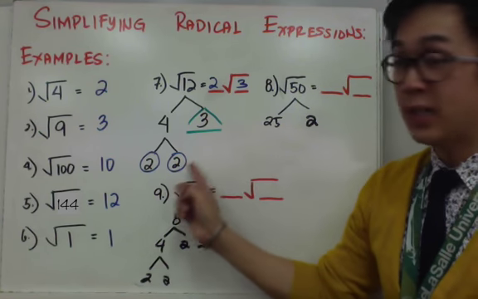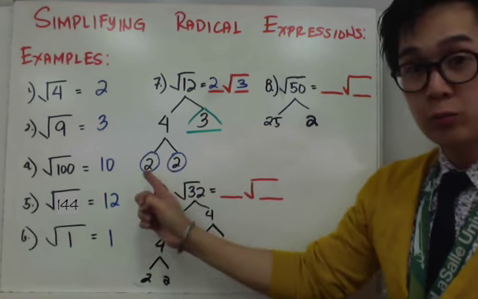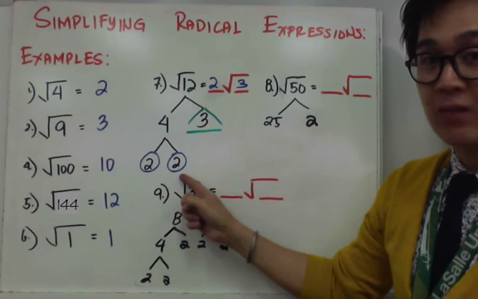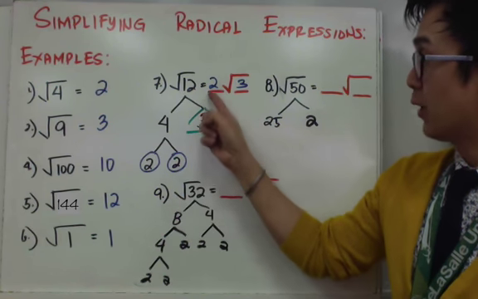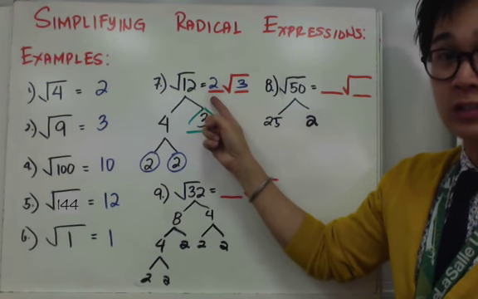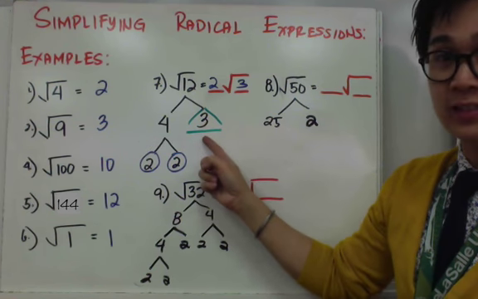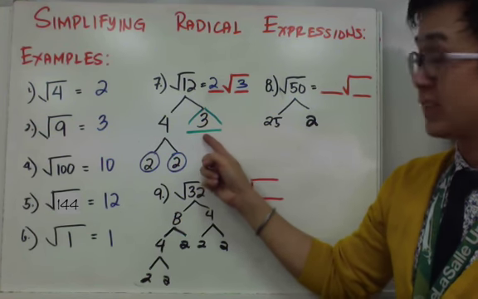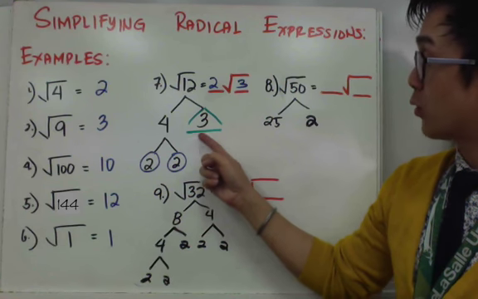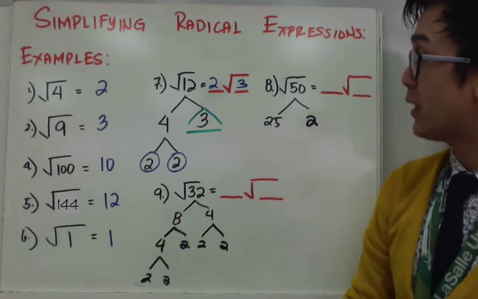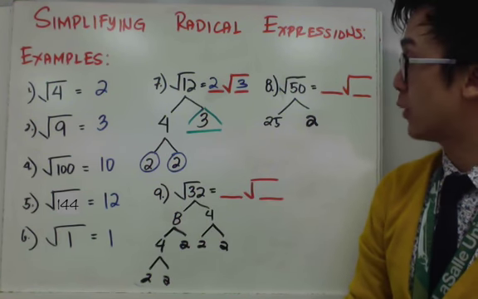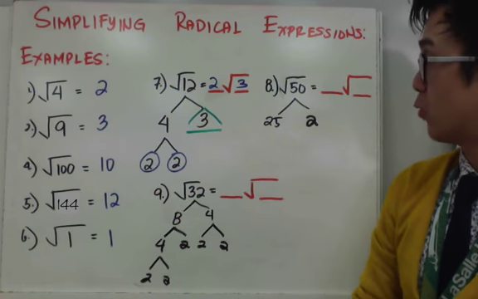So since we have 3 roots or 3 endpoints, we have a pair of 2 right here, and whenever you have a pair in a factor tree, you can write it outside the radical. And if you have a single number without any pair, it stays inside the radical. So 3 will stay inside. So we know that square root of 12 is simply equal to 2 square root of 3. So this is its simplest form.